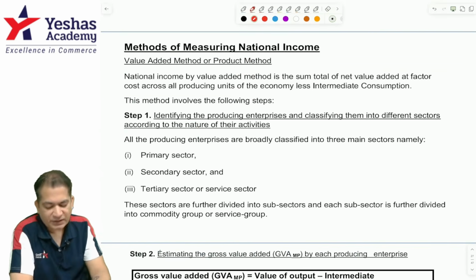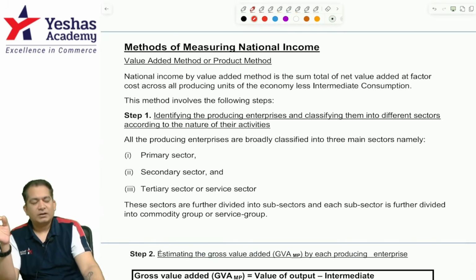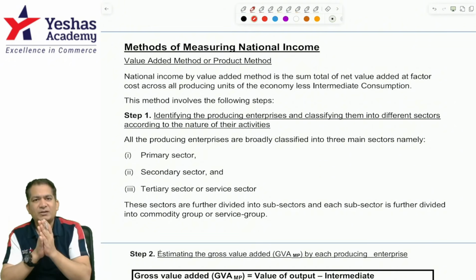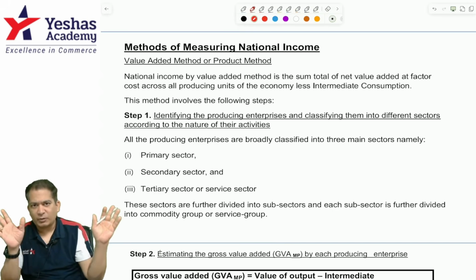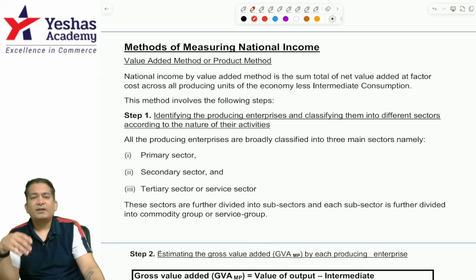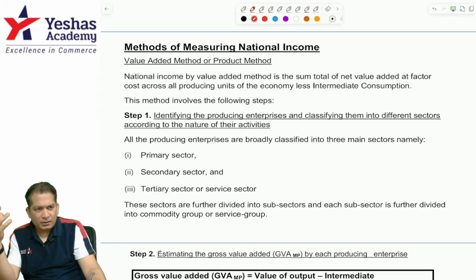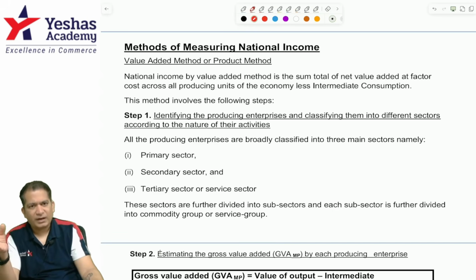Now, methods of measuring national income. Under methods of measuring national income, three methods we have already discussed: value added method, expenditure method, and income method. Under the value added method, we divide the entire country into primary, secondary and tertiary sectors, and the value addition done in each sector is added together. In the case of the income method, income earned by different economic units in the country will be added up together. Income earned through salary, rent, interest, sharing of profit, every income will be added.